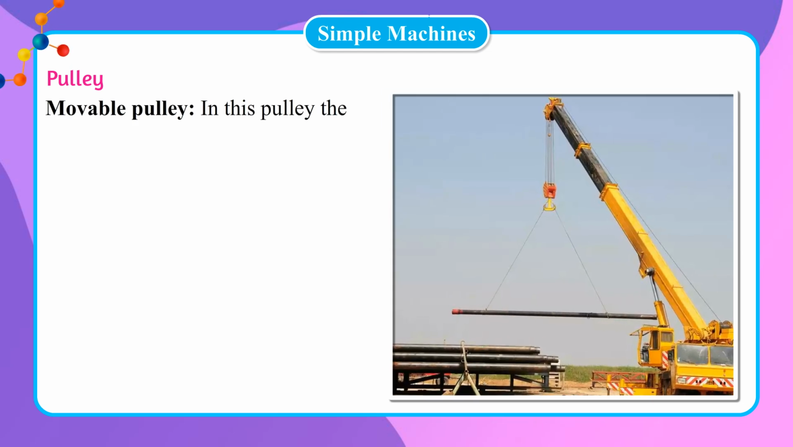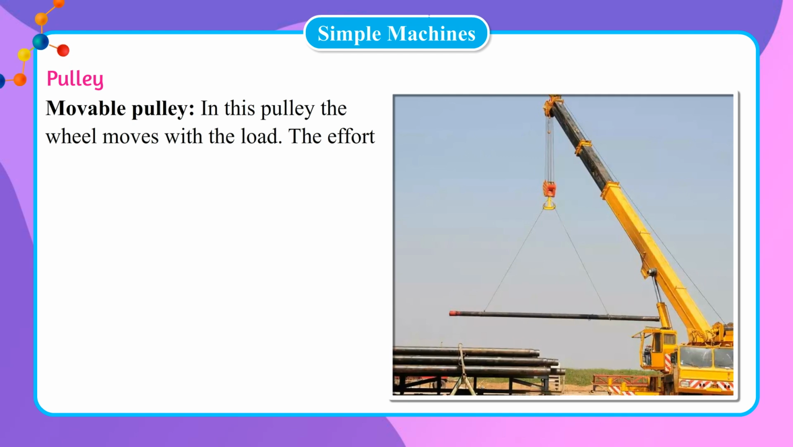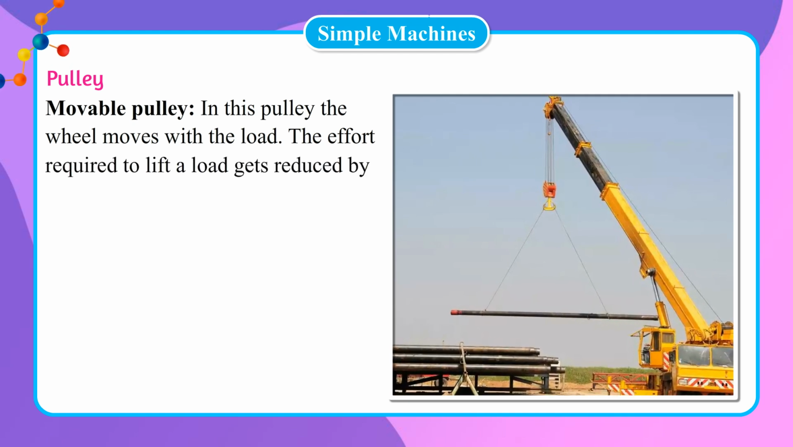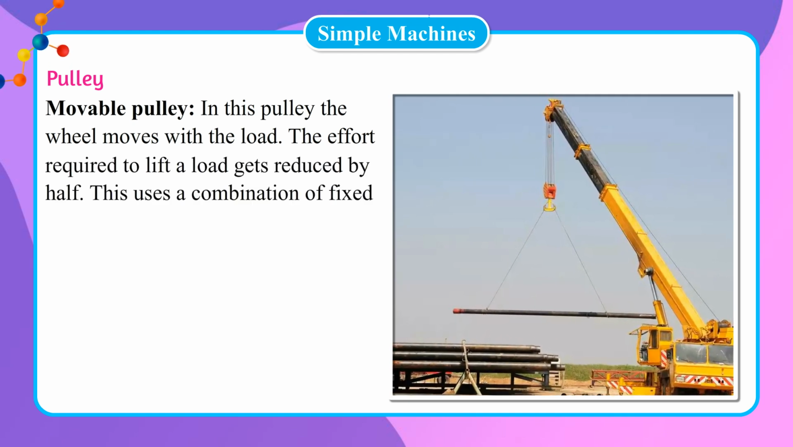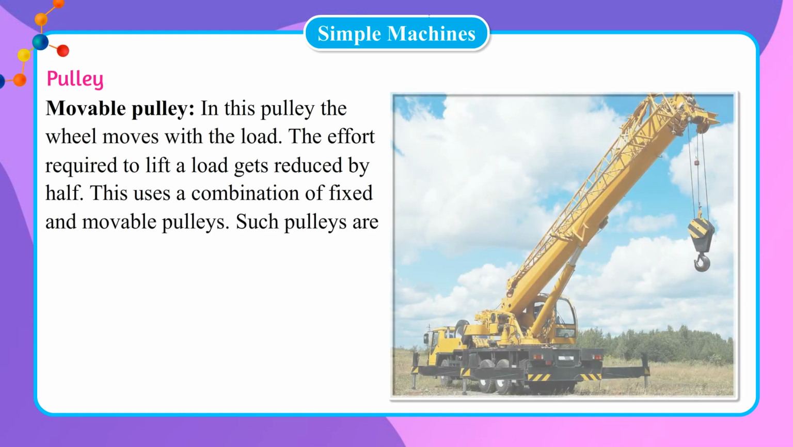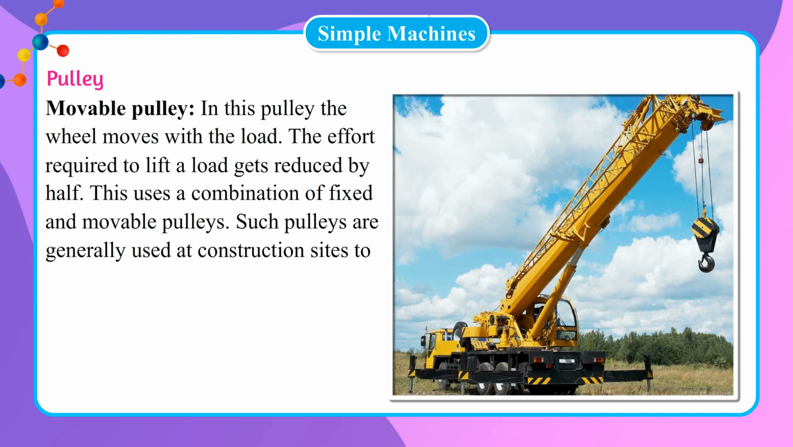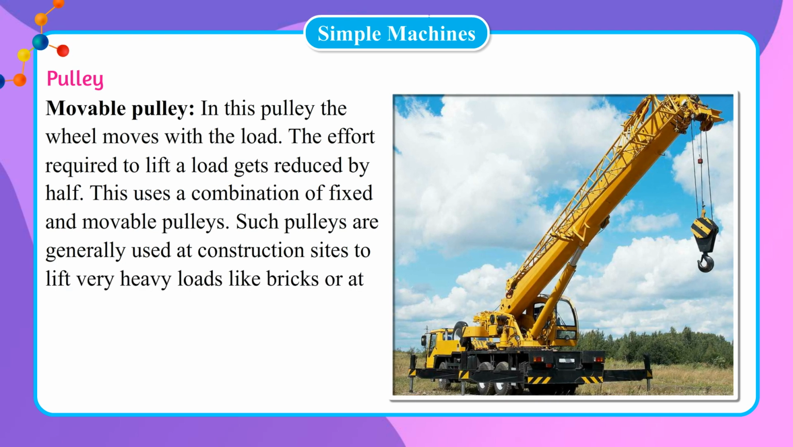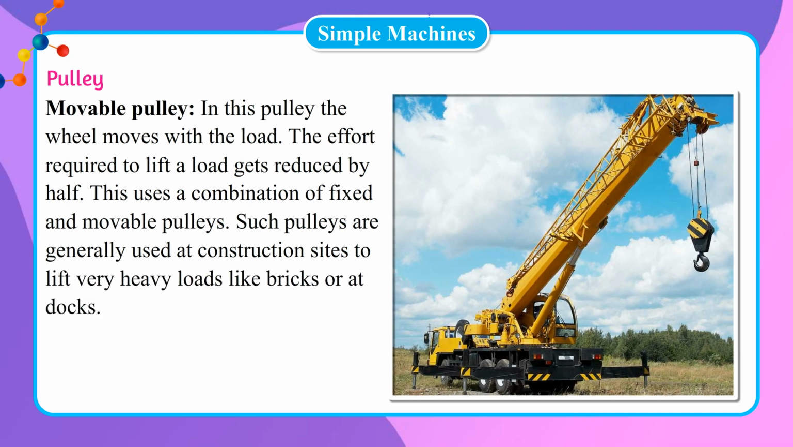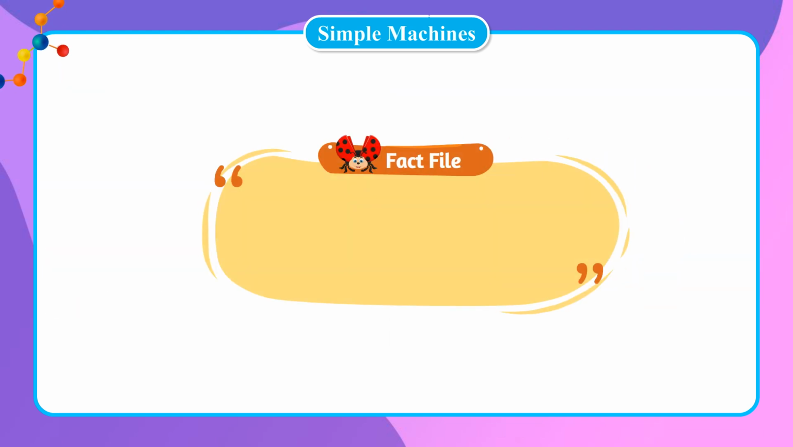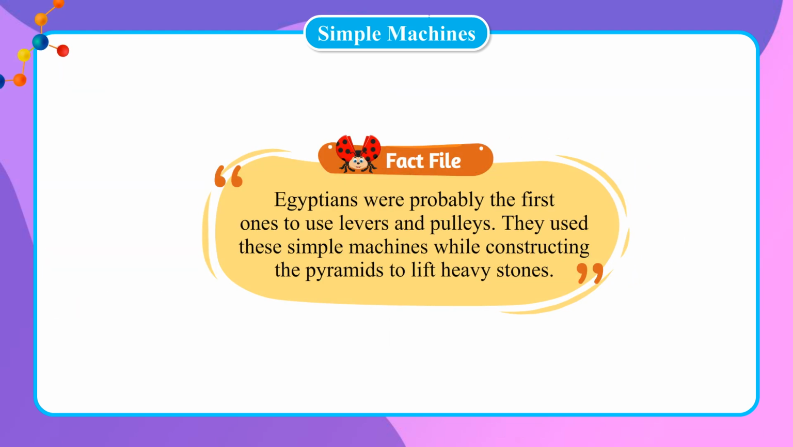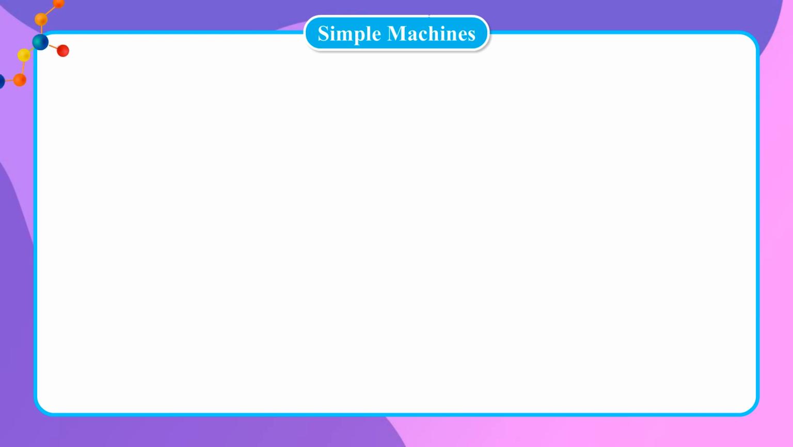Movable pulley. In this pulley, the wheel moves with the load. The effort required to lift a load gets reduced by half. This uses a combination of fixed and movable pulleys. Such pulleys are generally used at construction sites to lift very heavy loads like bricks or at docks. Fact file. Egyptians were probably the first ones to use levers and pulleys. They used these simple machines while constructing the pyramids to lift heavy stones.